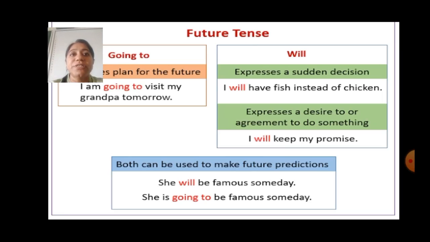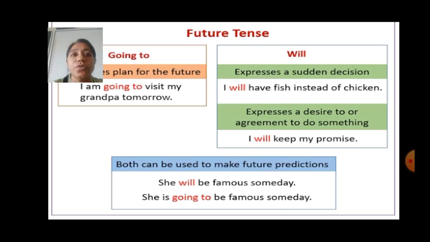Going to expresses a plan for the future. For example, I am going to visit my grandpa tomorrow. Will expresses a sudden decision. I will have fish instead of chicken. It also expresses a willingness or agreement to do something. For example, I will keep my promise.